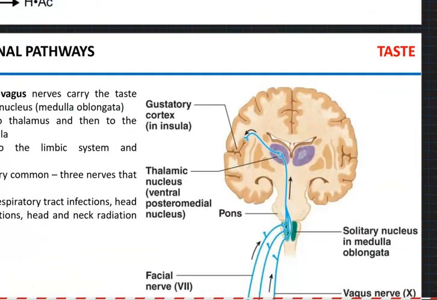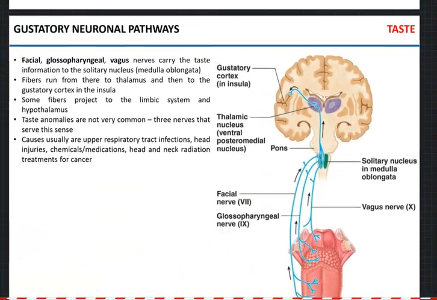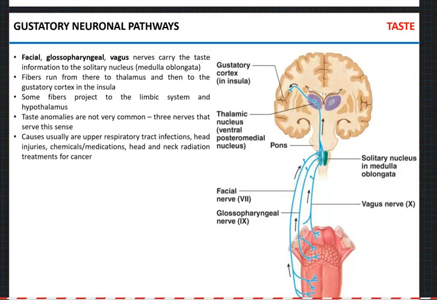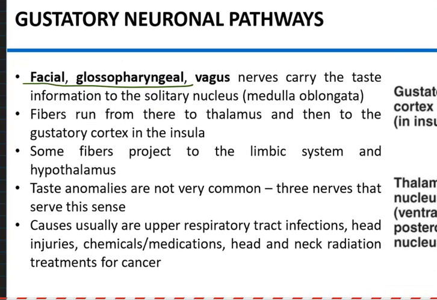Now, if we talk about the pathways, the things that I want you to acknowledge. First of all, losing taste is hard. Why? You have 3 nerves. Facial and glossopharyngeal transmit taste sensations from your tongue, and vagus transmits the taste sensations from the pharynx and epiglottis.